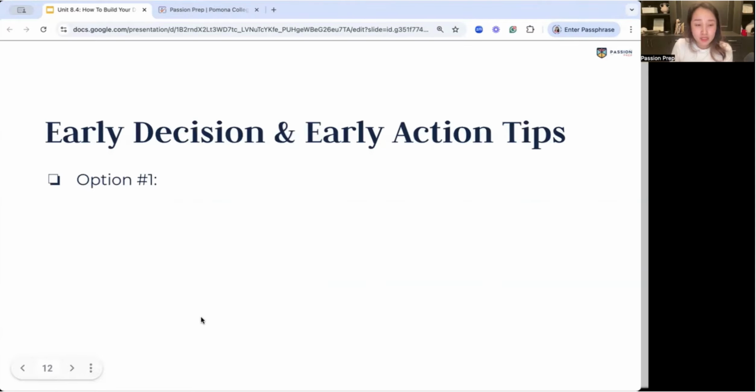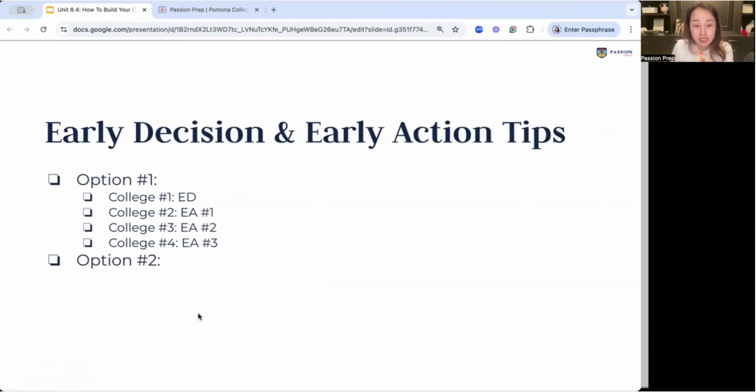So in terms of early decision or early action tips, this is how I would do it. Option number one is to do one college for early decision and then 3 EA schools. I love this combination because that means you can apply to a lot of early schools and see where you get in. And you get a lot of acceptances or even rejections or wait lists in the beginning, which is really nice instead of you having to wait for it. And obviously, when you apply early, the chances increase a little bit, right?